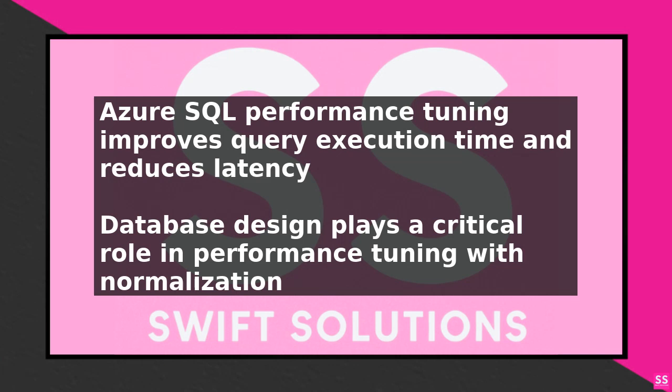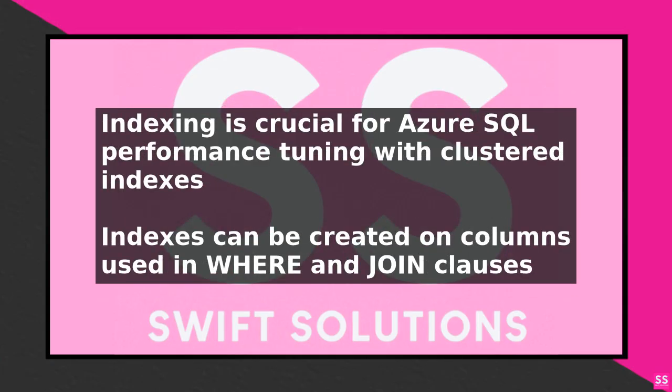A well-designed database with normalized tables, appropriate data types, and efficient relationships between tables can significantly improve performance. For example, a database with a large number of columns in a single table can lead to slower query performance, whereas a database with separate tables for each entity can improve performance.